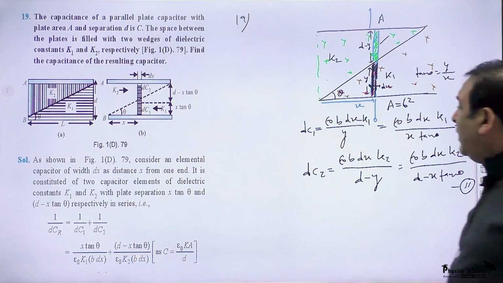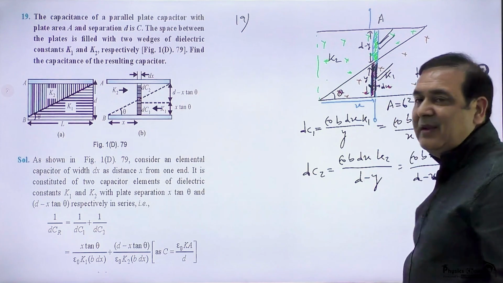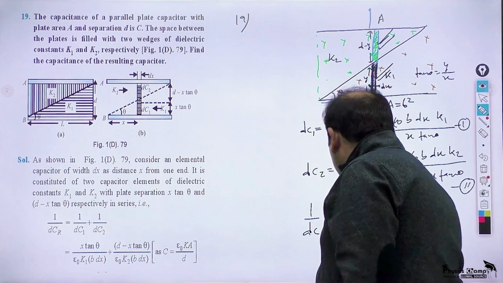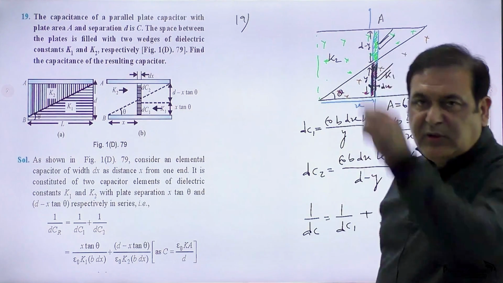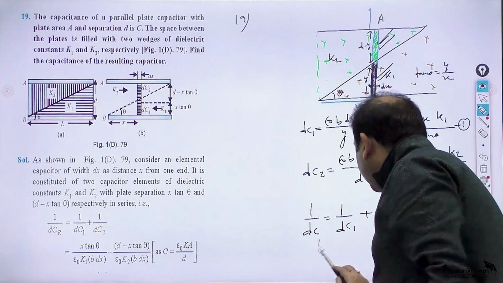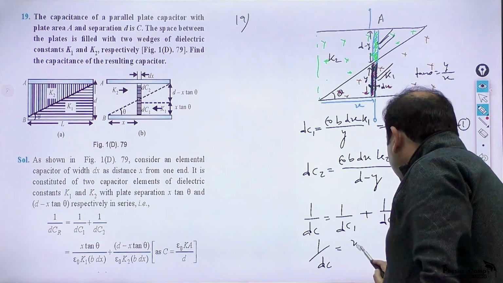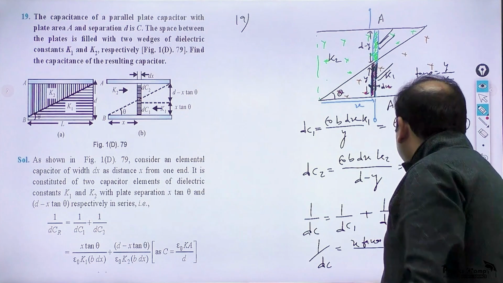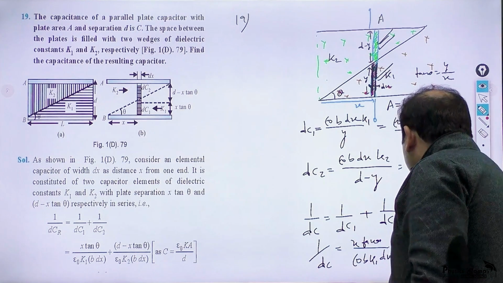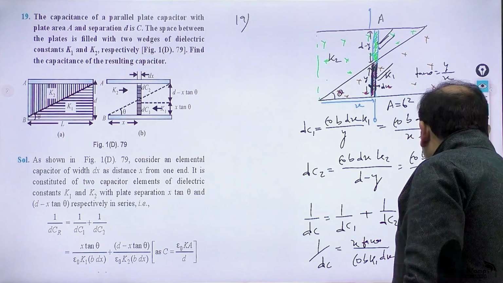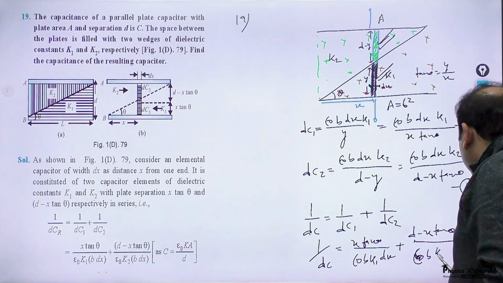Now we are interested in the equivalent capacitance. Are they two in series or in parallel? Your answer is they are in series. So 1 over dC will be 1 over dC1 plus 1 over dC2. So for this small portion as a whole, the equivalent capacitance 1 over dC would be, as given on the left, x tangent theta by epsilon naught b K1 into dx plus d minus x tangent theta by epsilon naught b K2 into dx.